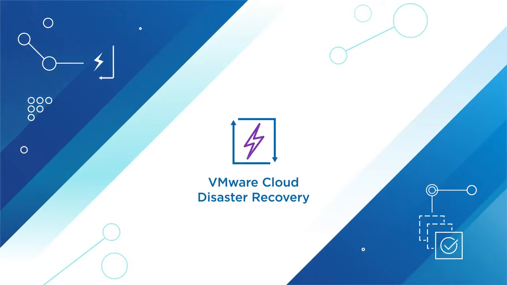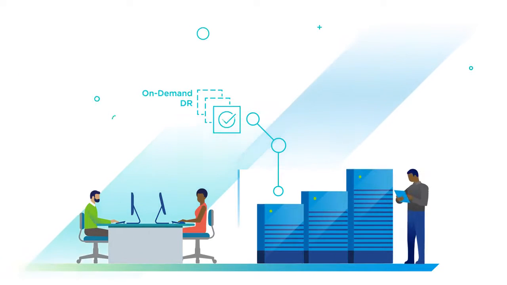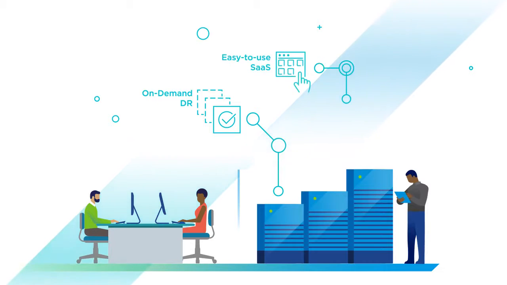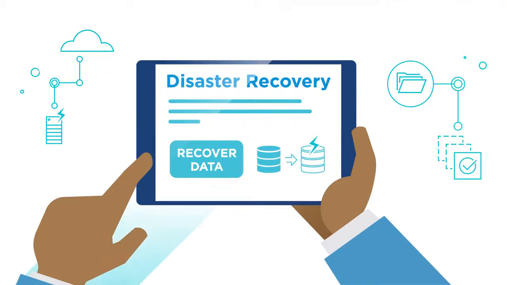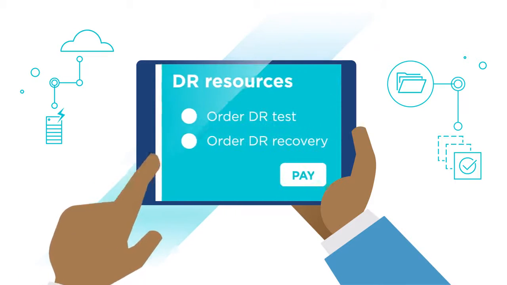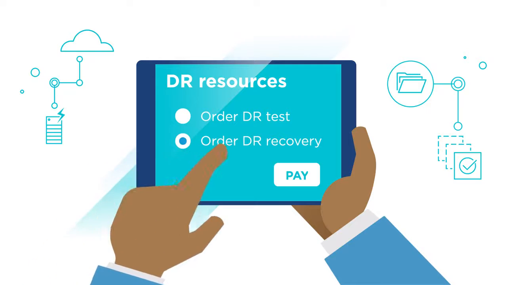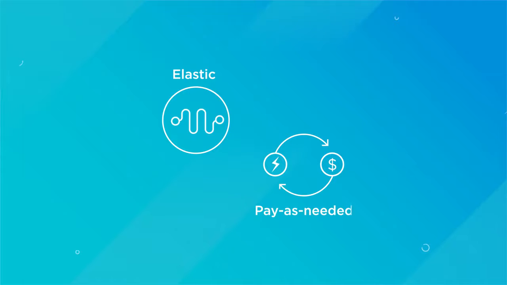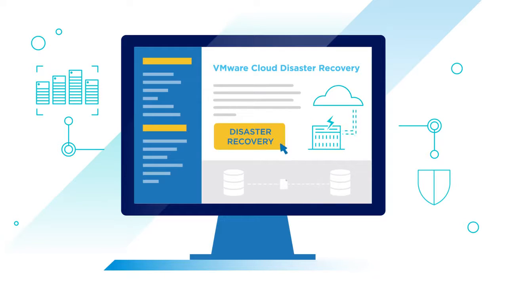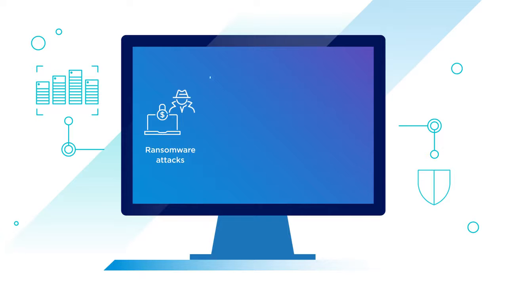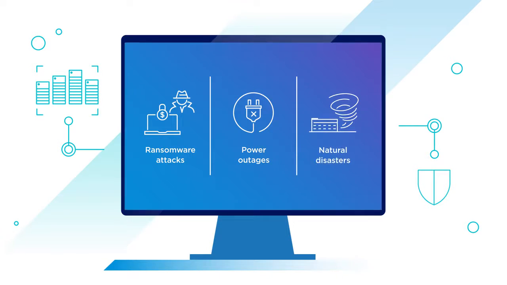VMware Cloud Disaster Recovery is transforming DR for all VMware workloads with its on-demand DR, delivered as an easy-to-use SaaS solution with cloud economics. We've converted a complex DR process into an easy-to-use SaaS product, and you only pay for compute resources when you test or when disaster strikes, which is exactly how cloud-based DR should be, elastic and pay as needed. VMware Cloud Disaster Recovery provides simple disaster recovery combined with cloud economics in the event of ransomware attacks, power outages, or natural disasters.